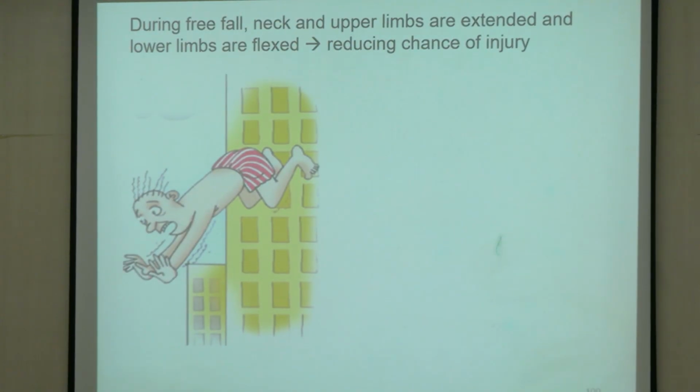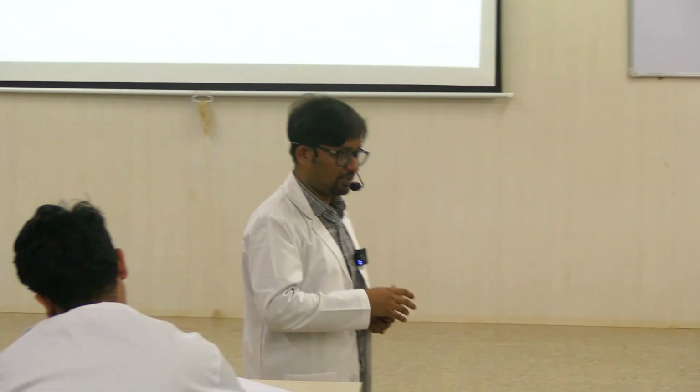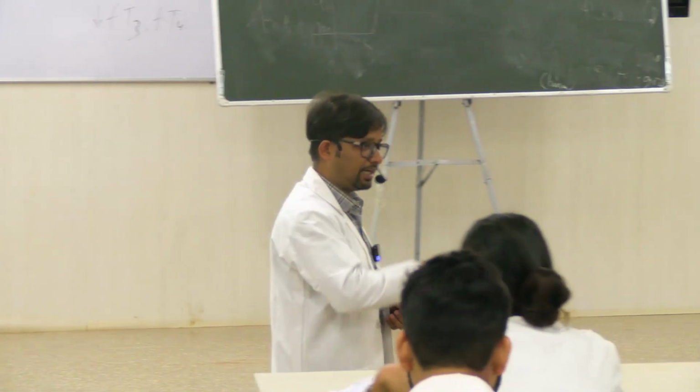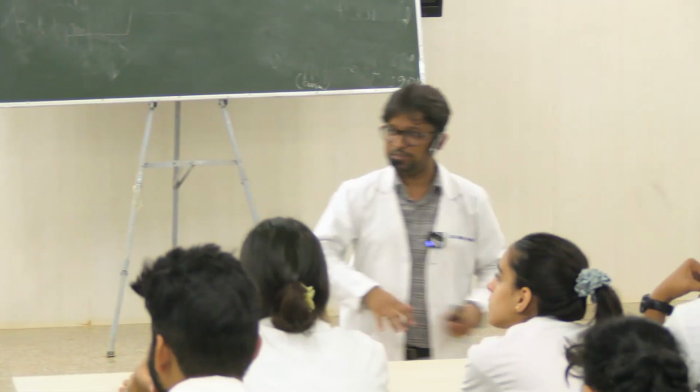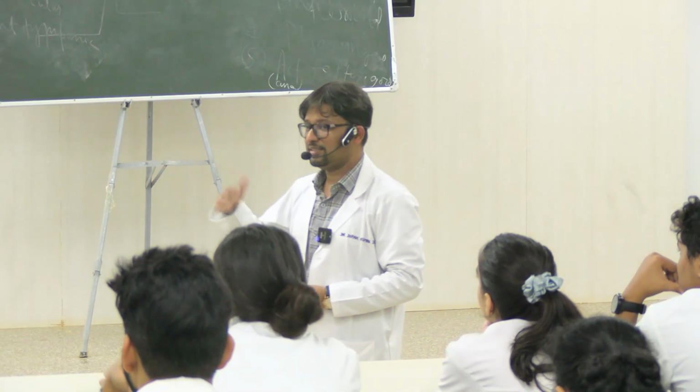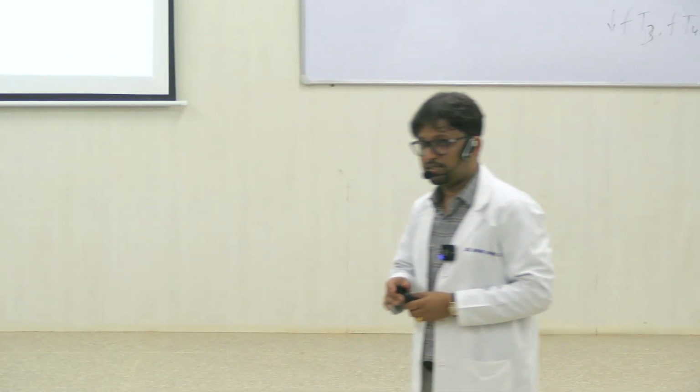During free fall, what happens? Again, a very classical example of the trunk not properly aligned and inclined. Same scenario, whenever there is an accidental fall, to prevent injury the reflex posture is that the head is extended. Now as the head is extended, by the same mechanism, upper limb extensor tone will increase, and lower limbs are flexed. So this posture is so that there is no injury, reducing the chance of injury. This is the reason it is there.